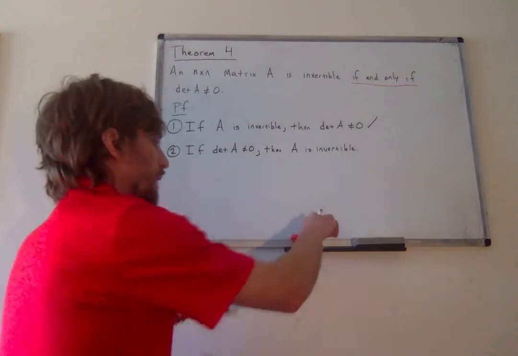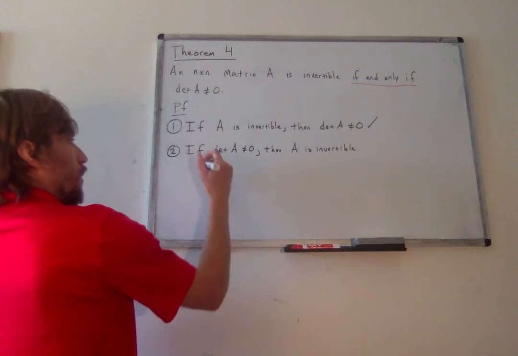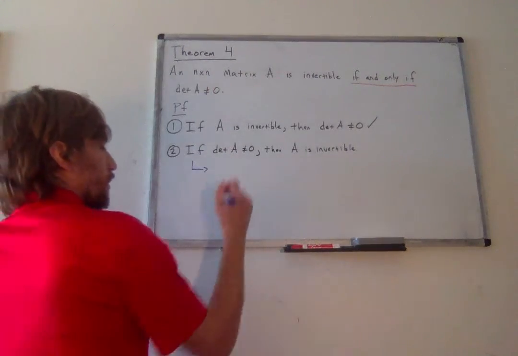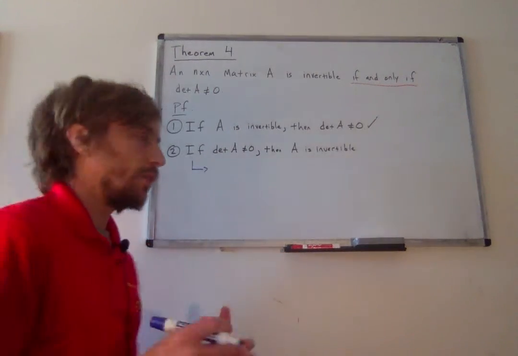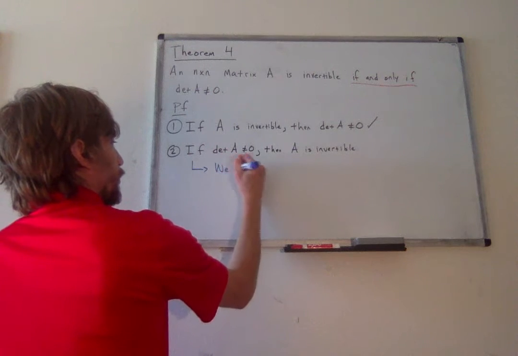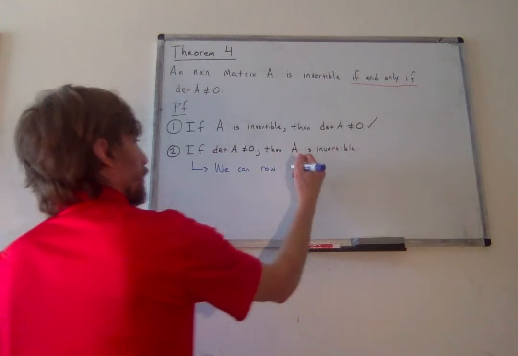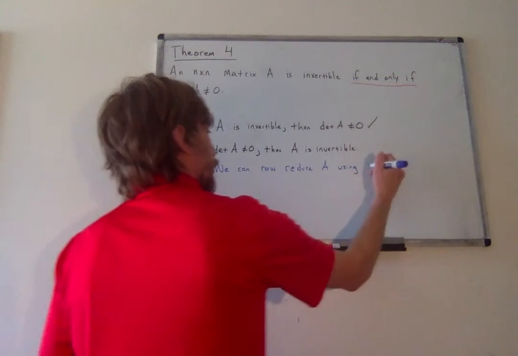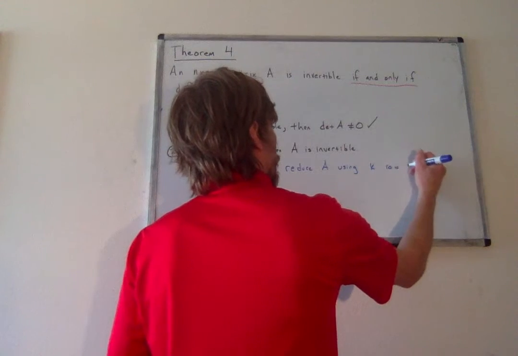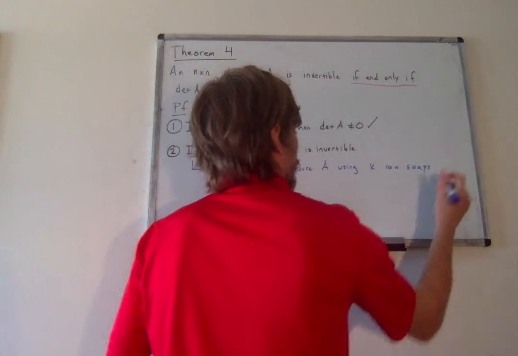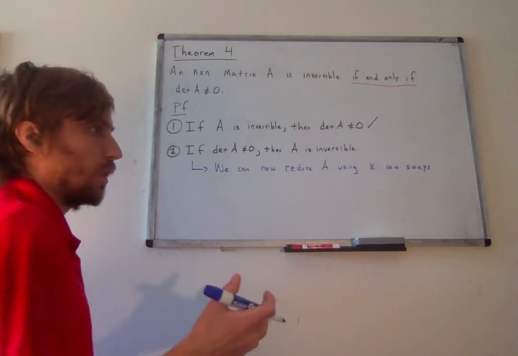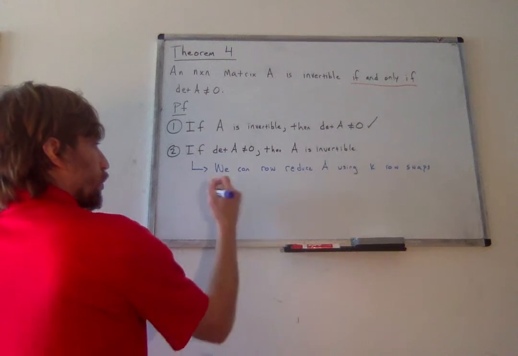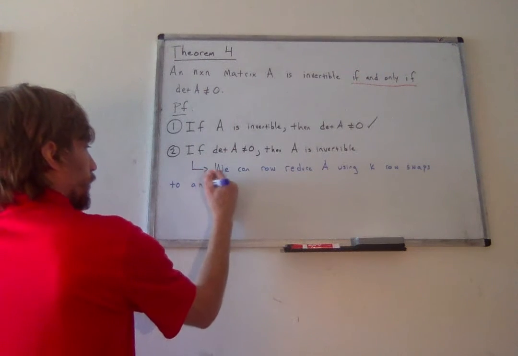All right, so why is this true? Well, remember from what we did in the first lecture that we can row reduce A using k row swaps. And here, k is just any integer, 0, 1, 2, 3, 4, 5, just counting the number of row swaps, but it can be 0. Using k row swaps to an upper triangular matrix, B.